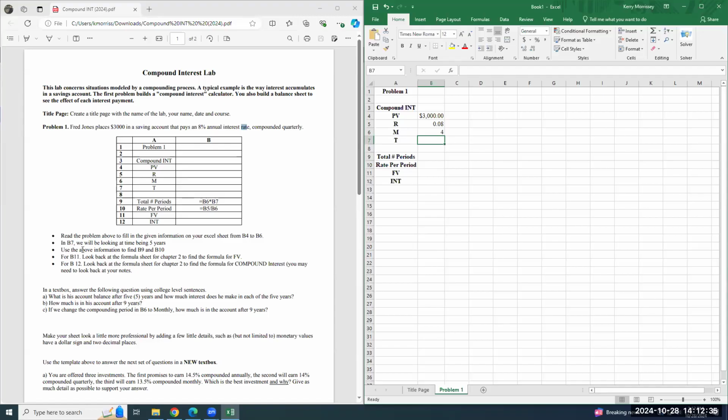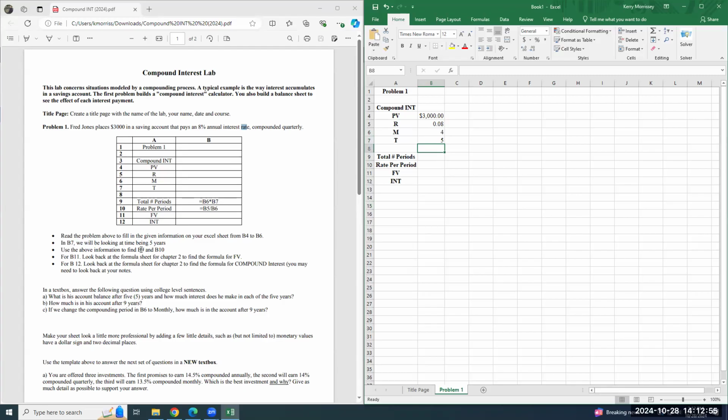Your time, we don't have a context for time quite yet, but perhaps if we keep reading, it will. So it says, read the following problem above to fill in the given information from your Excel sheet from B4 to B6. So that's what we've done right here for B4 to B6. Then it says in B7, we will be looking at time being 5 years. So that's perfect.